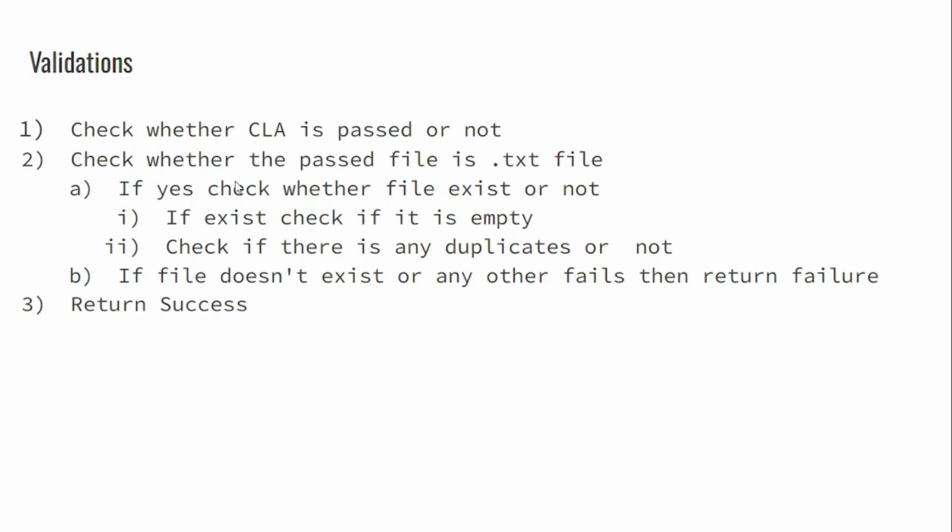If the file is sent, we will check whether the passed file is a .txt file. After confirming that it is a .txt file, we will check whether the file exists or not. If the file does not exist, then we will return an error message. If the file exists, we will check if it is empty or not. If it is not empty, then we will check if it is a duplicate or not. If all the conditions are satisfied, then we will return success.